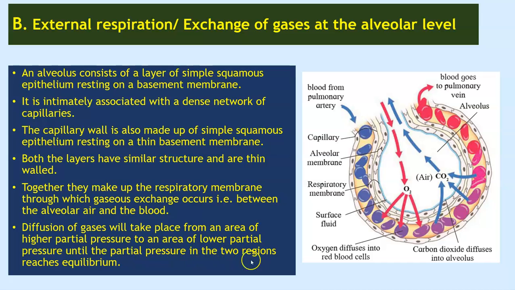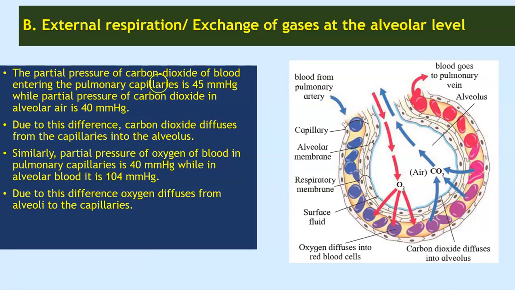until the partial pressures in the two regions reach equilibrium. Now students, let us see how much this difference in the partial pressure is, due to which exchange of gases takes place. The partial pressure of carbon dioxide of the blood entering the pulmonary capillary is 45 mmHg, while the partial pressure of carbon dioxide in the alveolar air is 40 mmHg. Now due to this difference, carbon dioxide diffuses from the capillaries into the alveolus.